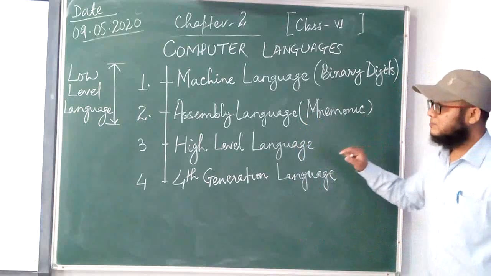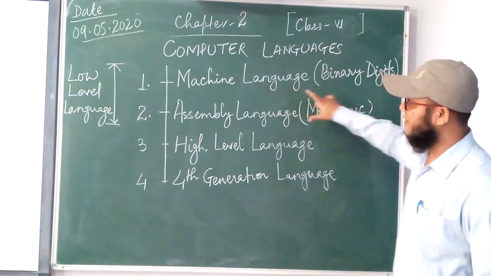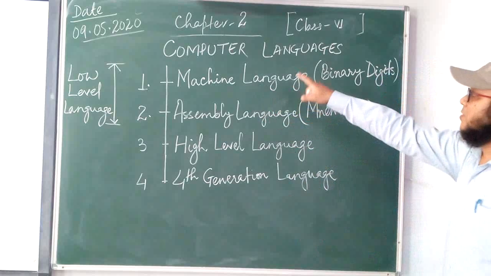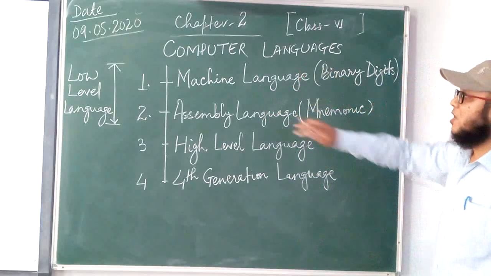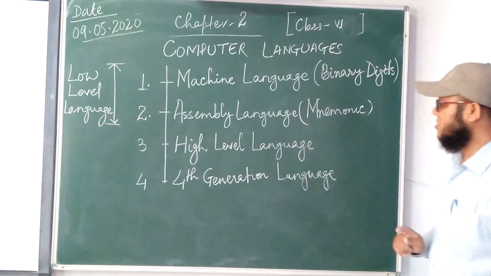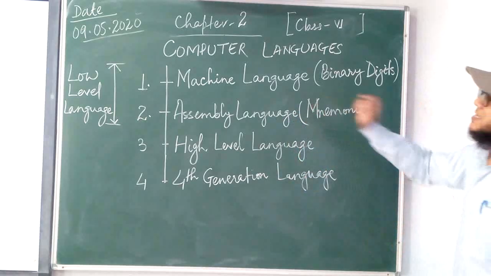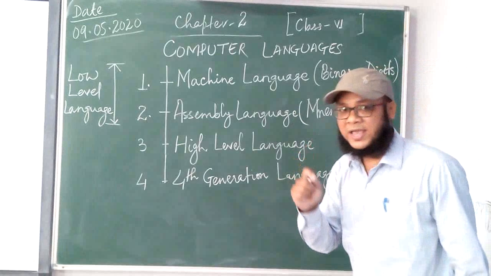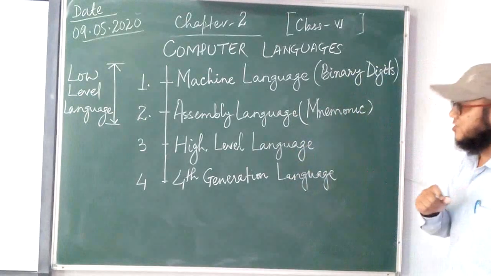Right? Now, I'm just briefing again what we have discussed. Computer language is divided into four categories: machine language, assembly language, high level language, and fourth generation language. Machine level language and assembly level language are also considered low level languages.